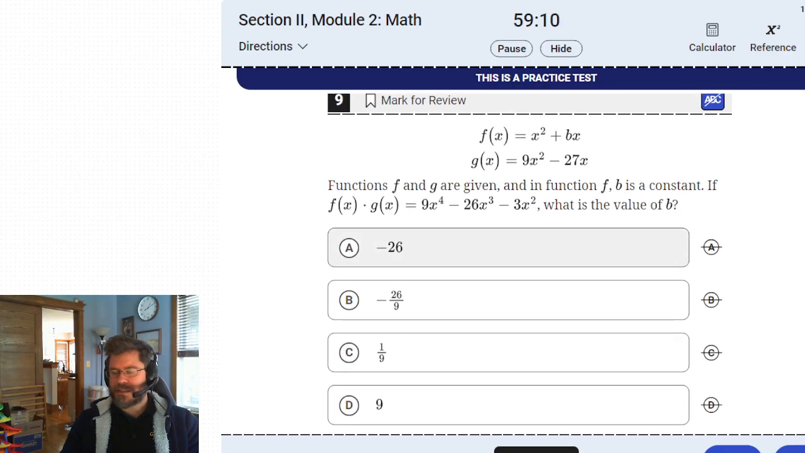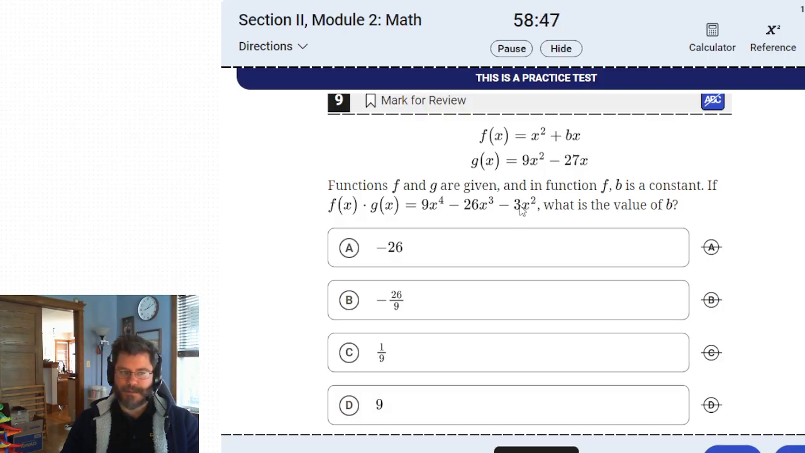All right, we got something that looks complex, but remember, on these that look complex, they are simpler than they appear. They say that the product of these things is equal to this polynomial. What is the value of b? Notice that b is a coefficient of x. So I've got an x squared term right here.